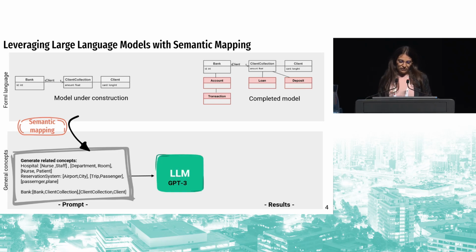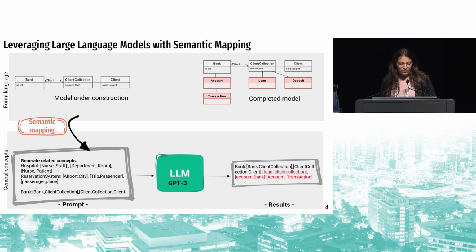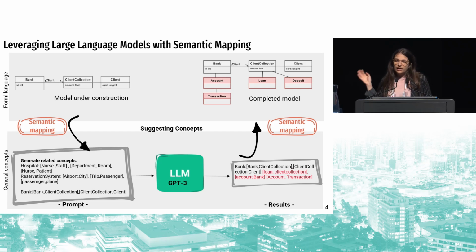As I told you, we use GPT-3 as the large language model. And finally, we have to encode the same way our model under construction. At the end, we will have a text, so we do again a semantic mapping to map back the results obtained and add them to the initial model. Here I presented, as an example, suggesting concepts or class names within the class diagram formalism.